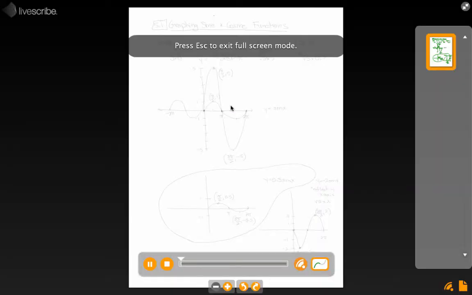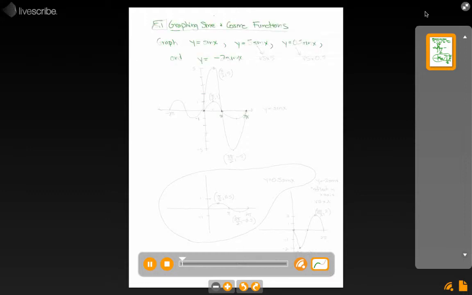Our next example comes out of section 5.1, graphing sine and cosine functions. In this example, we're asked to graph a bunch of functions: y equals sine x, y equals 5 sine x, y equals 0.5 sine x, and y equals negative 2 sine x. Hopefully you recognize from way earlier in the course that if you stick a number out in front of a function, what you end up doing is vertically stretching that function.